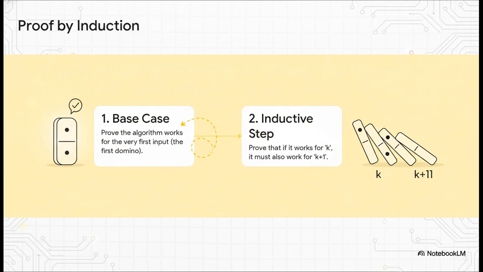We have the same two steps. First, the base case. That's our first domino. We prove the algorithm works for the simplest possible input, like a list with just one number. Then, the inductive step, the domino effect. We assume it works for a list of some size k, and then we use that assumption to prove it has to work for a list of size k plus 1.